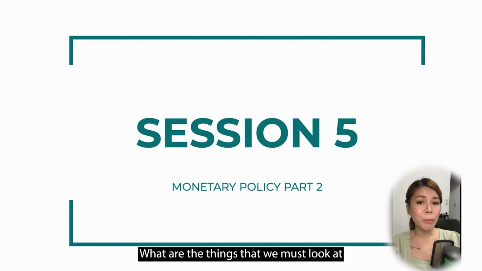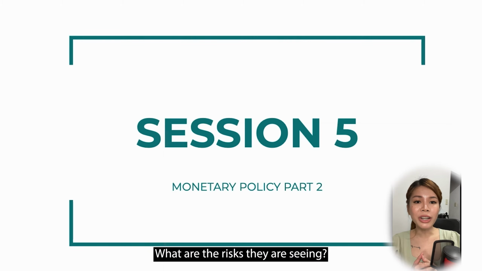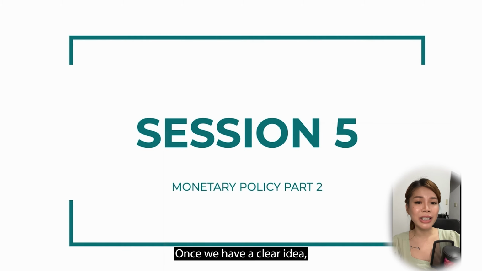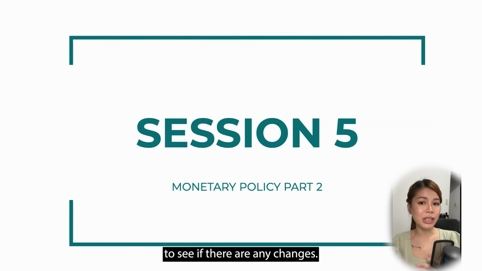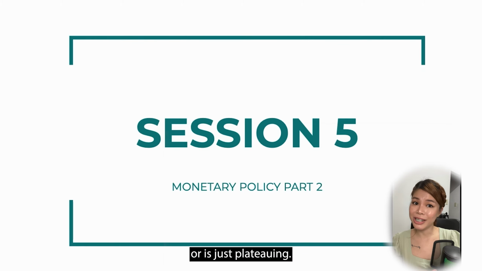What are the things that we must look at in the rate statement? First, we have to understand the general picture they are describing. Is the economy doing well? What are the risks they are seeing? Based on the data that they have, where do they see the economy going? Are they seeing any changes in the monetary policy? Once we have a clear idea, we compare it to the previous rate statement to see if there are any changes. By comparing the two, we can see if the economy is doing better, worse, or just plateauing.